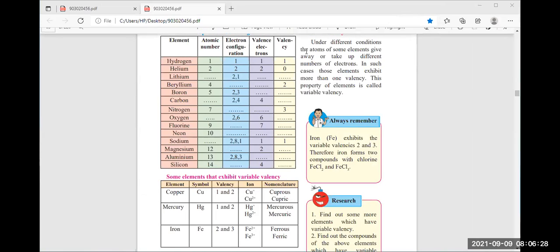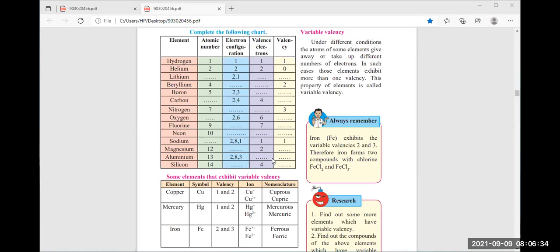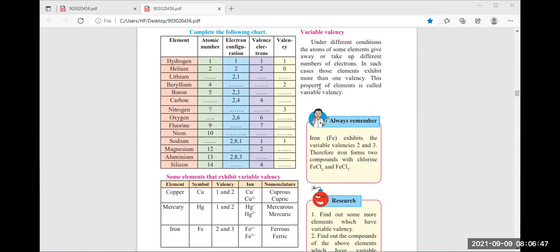In copper, the symbol is Cu, and it shows valency 1 and valency 2. Where copper reacts under certain conditions, at that time it gives plus 1, which means the valency is 1. It is called cuprous.